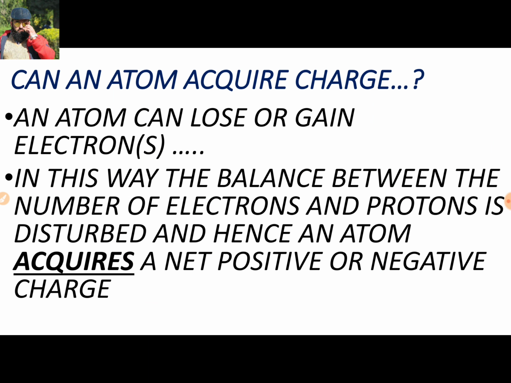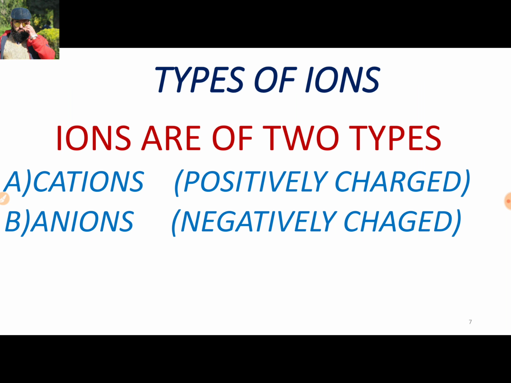Can an atom acquire charge? Yes, an atom can lose or gain electrons, and in this way the balance between the number of electrons and protons is disturbed, and hence an atom acquires a net positive or negative charge. In case of losing electrons, it acquires a positive charge, and in case of gaining electrons, it acquires a negative charge. Then, on the basis of losing and gaining electrons, we can say that ions are of two types, that is cations, which are positively charged ions, and anions, that is negatively charged particles.